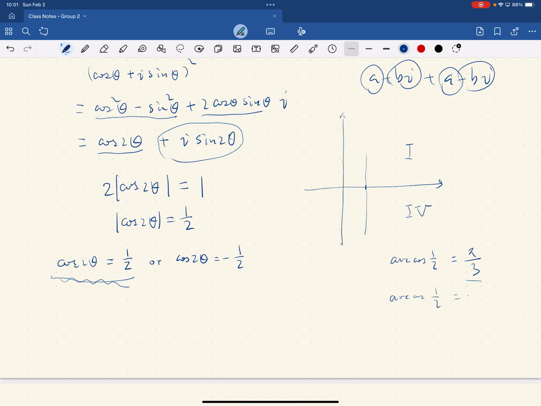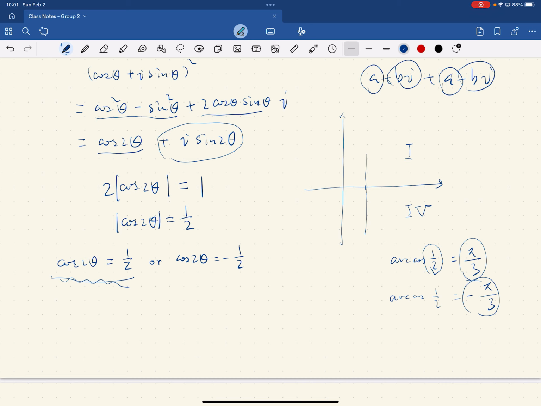One half equals that, because this will make it 1/2. This also makes it 1/2, right? So it's pi over 3 or negative pi over 3. These two values will give us cosine value as 1/2.